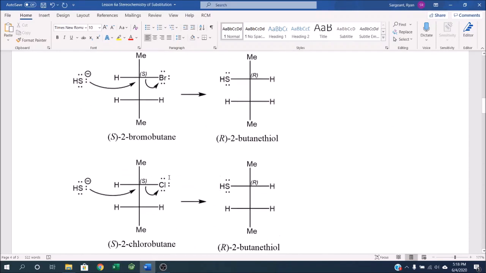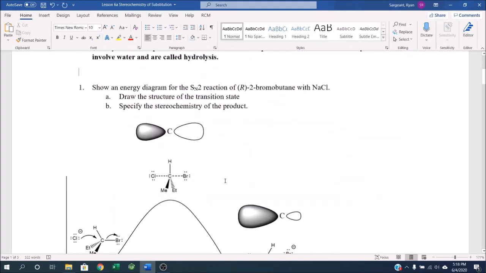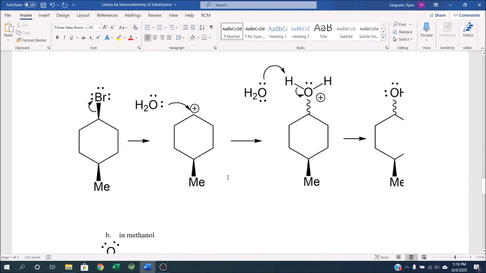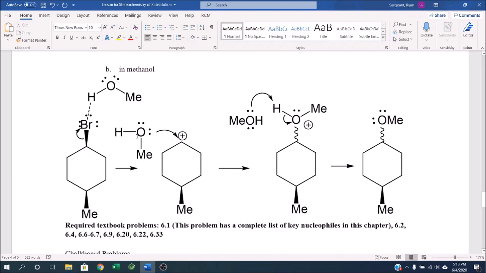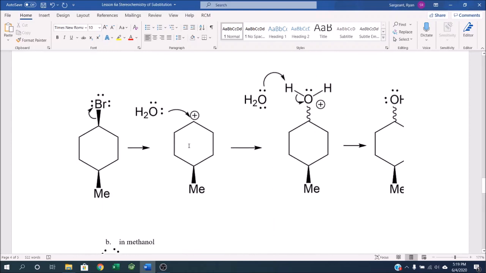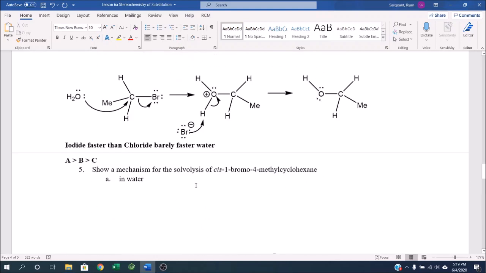Let's check to see if we've wrapped things up. We got all the definitions in place here. And now we have the required textbook problems, and then we have some chalkboard problems for you guys to work with. Of the textbook problems, 6.1 is a uniquely important one. The reason for that is you're going to start to see a lot of different nucleophiles in this chapter. I already showed you a couple. Methanol actually is a nucleophile because it captures the carbocation. Water is also a nucleophile right here.